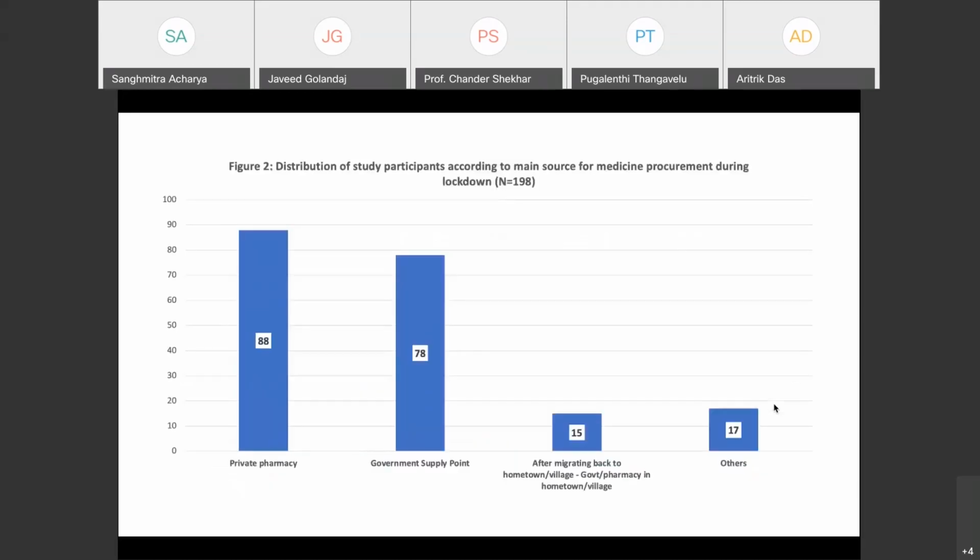Figure 2 shows us the distribution of study participants according to the main source for medicine procurement during the lockdown. 88 of the study participants, that is 44.3%, bought medicines from private pharmacies, and 78 of them, that is 39.4%, from government supply points that were active during the lockdown. 15 of the study participants had migrated back and got their medications from the hometown village.